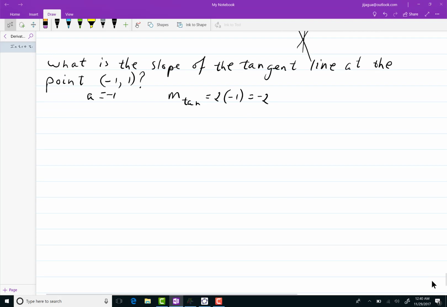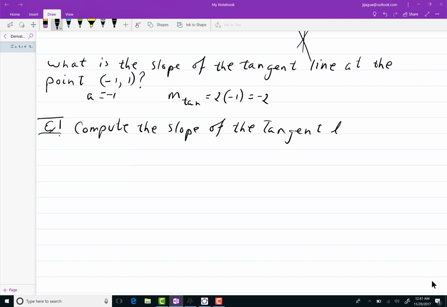Let me do another example. Compute the slope of the tangent line to f of x equals radical x at any number a.